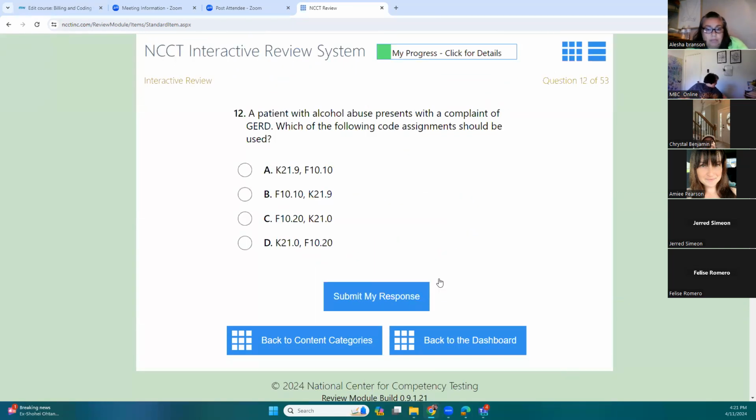So next question. A patient with alcohol abuse presents with a complaint of GERD. Which of the following coding assignments should be used? GERD was the very first ICD-10 code I memorized when I was billing. So I am gonna really quickly look.